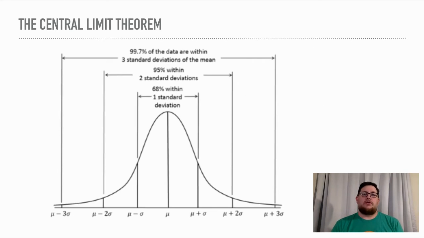So here's that figure again that we've talked about before. Now this figure shows us that within one standard deviation of the mean of a normal distribution, that contains 68% of the observations. 95% fall within two standard deviations. 99.7% fall within three standard deviations.